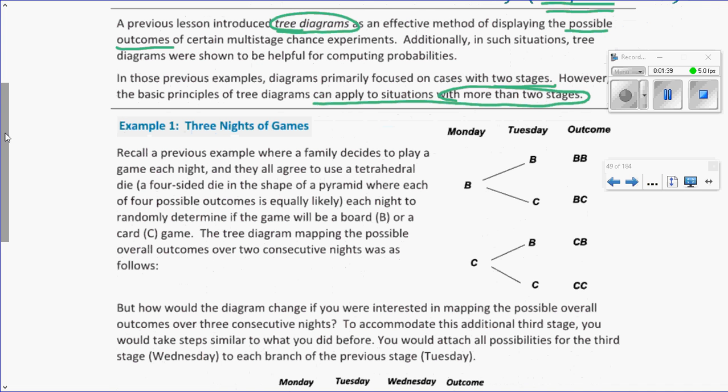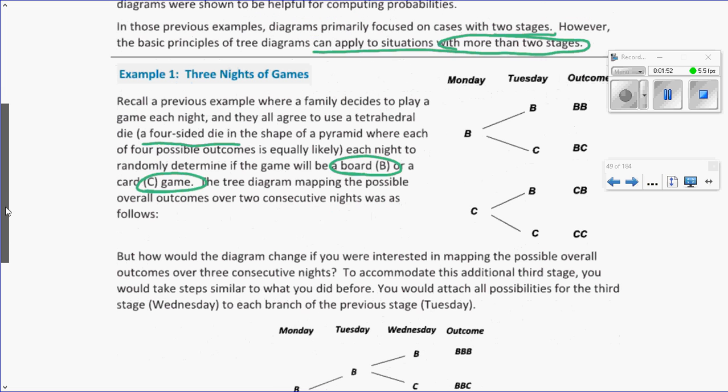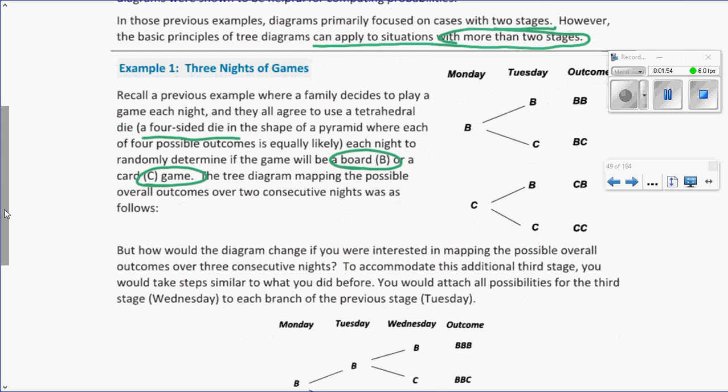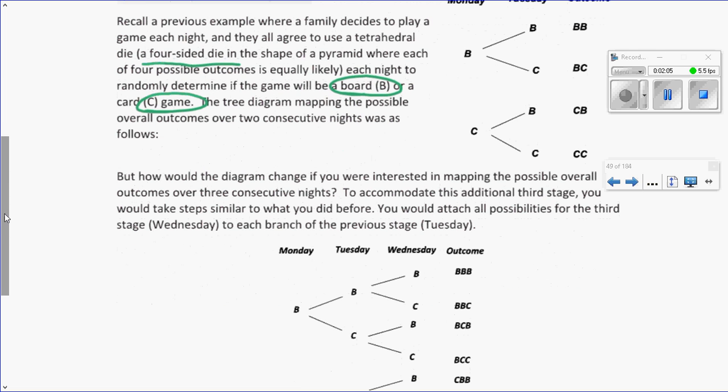Recall that scenario with game night where B meant that they would play a board game and C meant that they would play a card game. But it wasn't just a flip of a coin, it was a 4-sided die. It wasn't like half the sides meant board game, half the sides meant card game. In a minute, we're going to remember what would result in the family playing a board game or a card game.